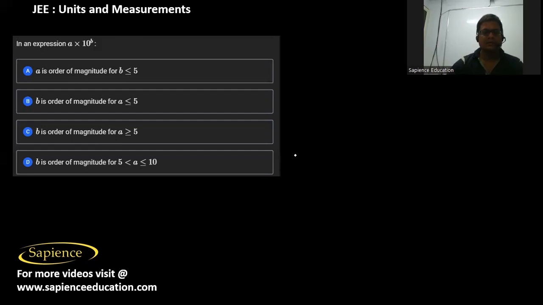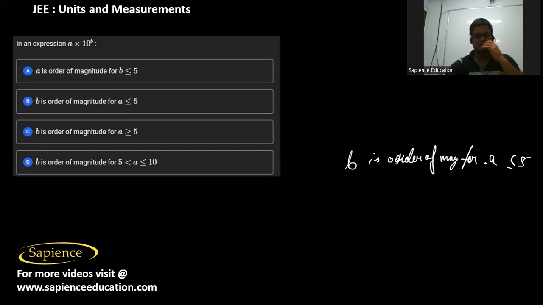So here it is told that in an expression a into 10 power b, a is of order of magnitude 4, no. So b is actually the order of magnitude for a less than or equal to 5. Okay, so it means option B is the correct answer.